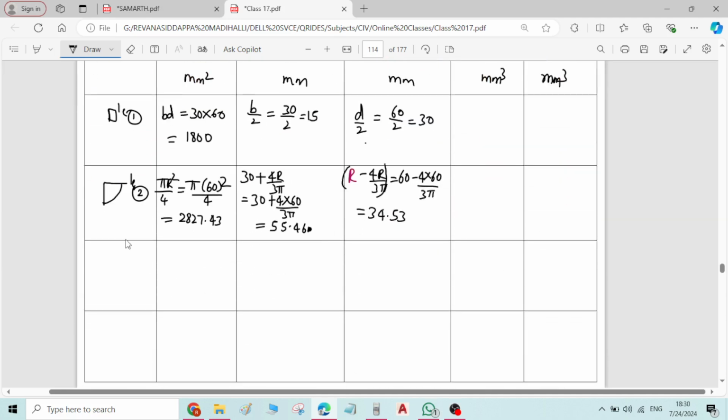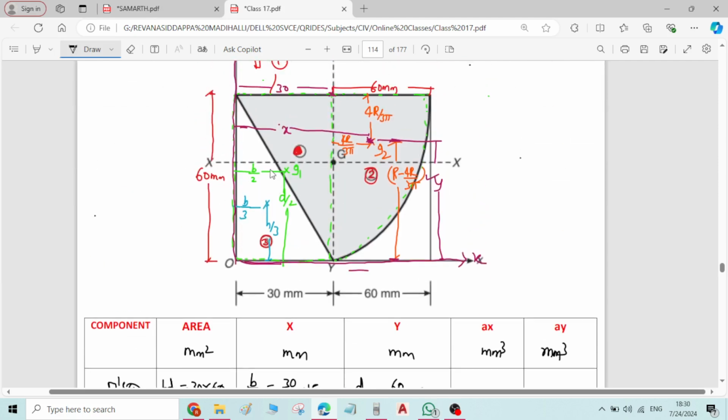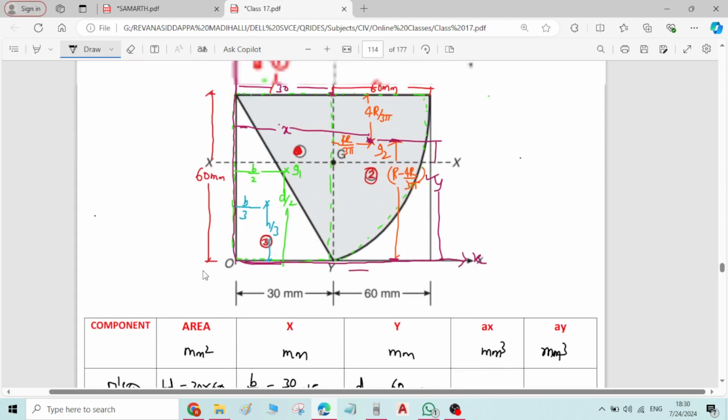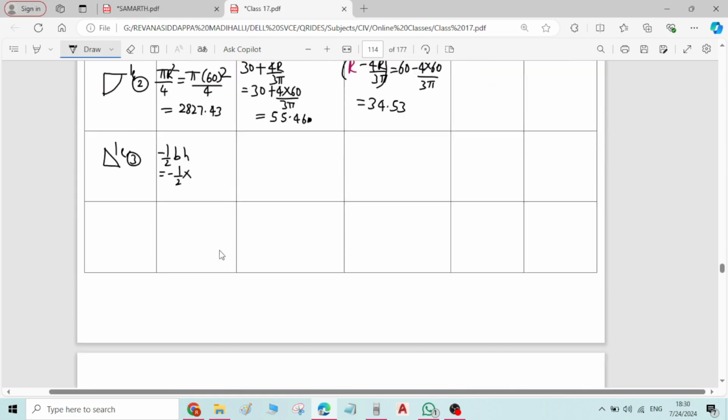Now the last component is the right angle triangle, component number 3. You need to deduct the area of the right angle triangle because it is the unshaded portion here. So it is minus half into base into height, which is minus half into the base width of the triangle 30, height 60, 30 into 60. It is minus 900 mm square.